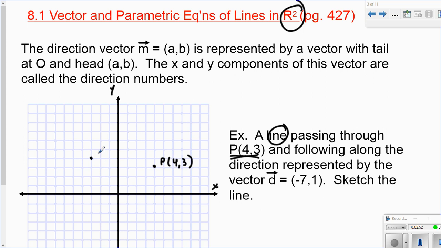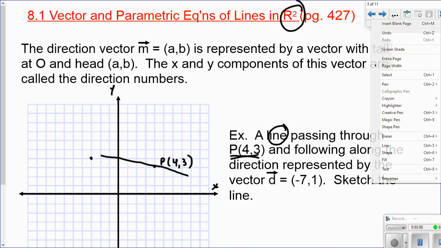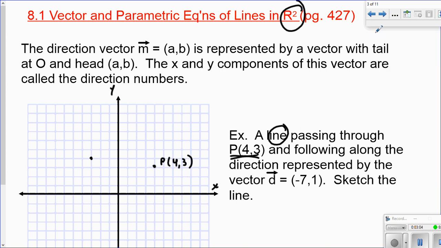and then I go up 1 unit, and I put a point here, and I'm going to try and draw this. Oh, that was awful. Let me undo and try this again. I wish I could have a ruler. Better. And I'm going to put a point here.